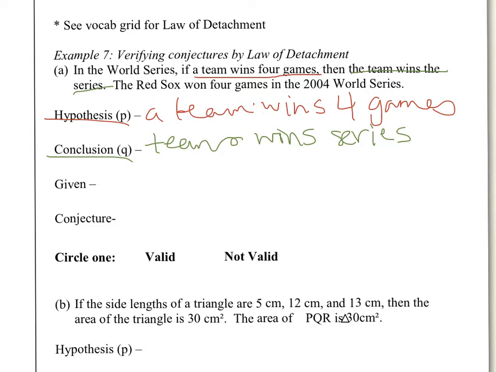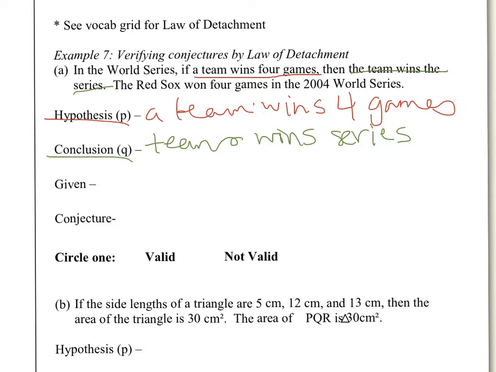So that's our conditional statement, and we'll learn that in 2.2. All you need to know for now is everything after the word if is a hypothesis. Everything after the word then is the conclusion. So here our hypothesis is a team wins 4 games. The conclusion is that the team wins the series. You can tell that that's a very general statement. Any team can do this any year, any time.